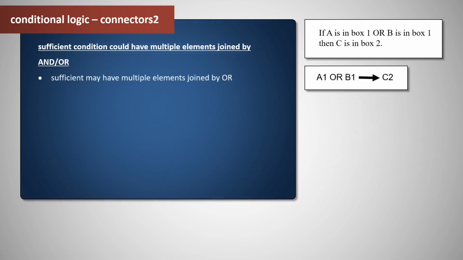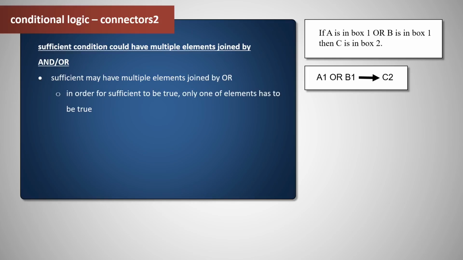Now, the sufficient may have multiple elements joined by or. So that's what we see here. We see here that it says that if A is in box 1 or B is in box 1, then C is in box 2. Same thing drawn out, A1 or B1, arrow C2. So in order for the sufficient to be true, only one of the elements has to be true. So this is the difference.